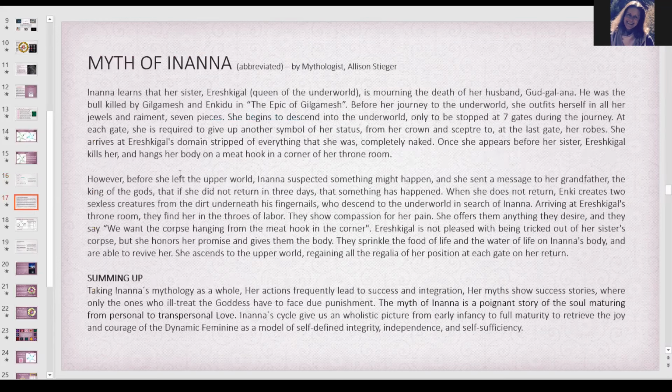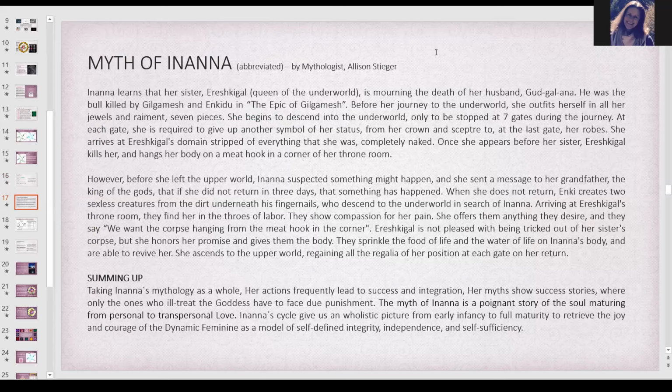And so here we come to the myth of Inanna. This is abbreviated by mythologist Alison Steiger. Inanna learns that her sister Ereshkigal, queen of the underworld, is mourning the death of her husband, Gud-Galana. He was the bull killed by Gilgamesh and Enkidu in the Epic of Gilgamesh.